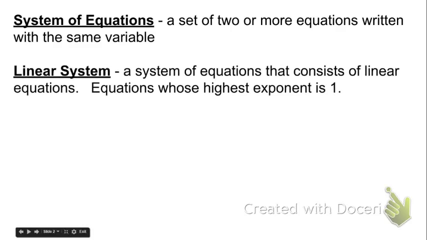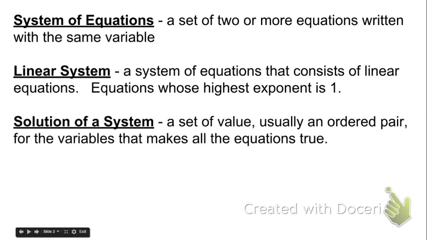A linear system is a system of equations that consists of linear equations, equations whose highest exponent will be a 1. A solution of a system is a set of values, usually in an ordered pair, for the variables that makes all the equations true.